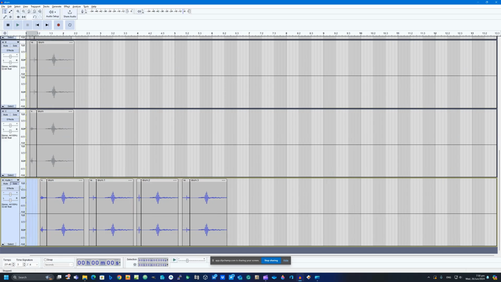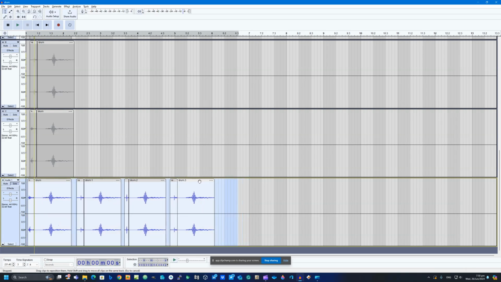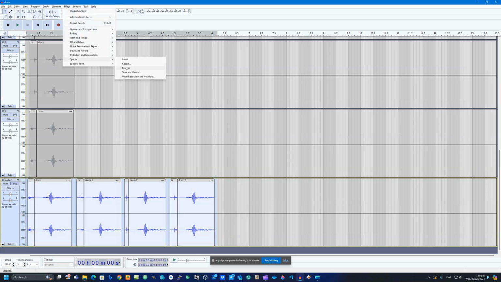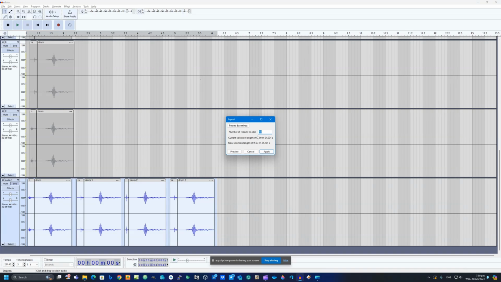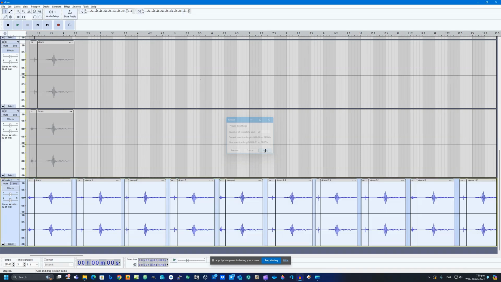Now the repeat trick in Audacity, which helped to reproduce the pattern. And the progressive chord is produced.